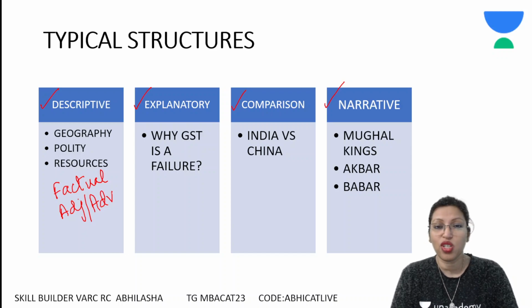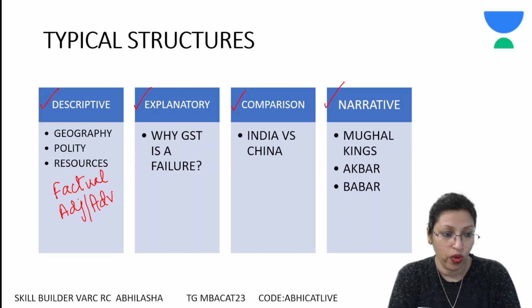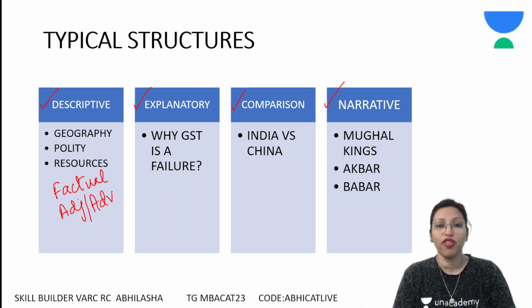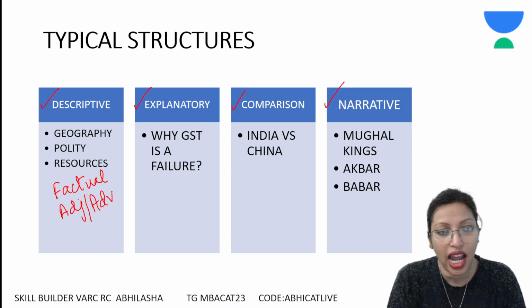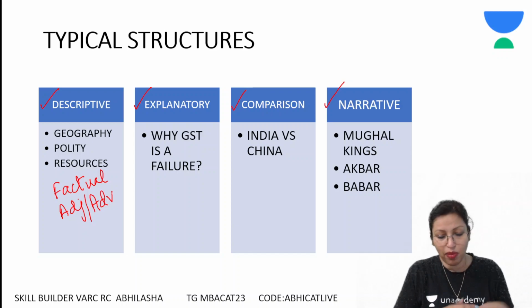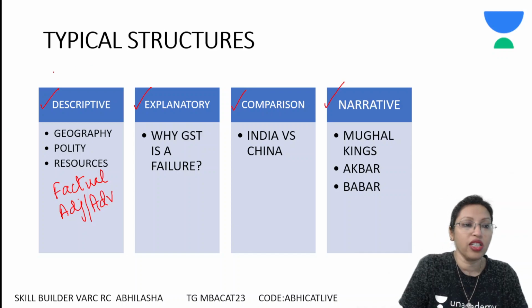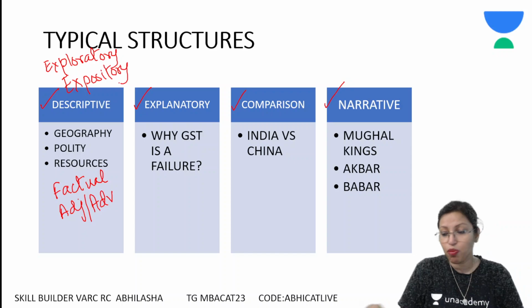So descriptive structure generally does not have a specific sequential flow, right? It just talks about different things. It touches upon different aspects of a certain thing and then describes those. So descriptive or exploratory or expository, sometimes you will find these words written. So you may find exploratory or you may find expository also. So these are all descriptive only, right? So these articles.